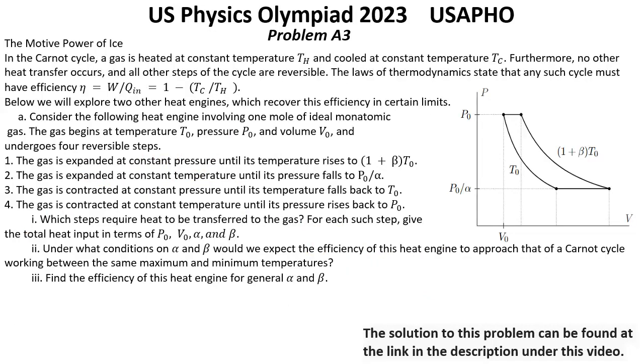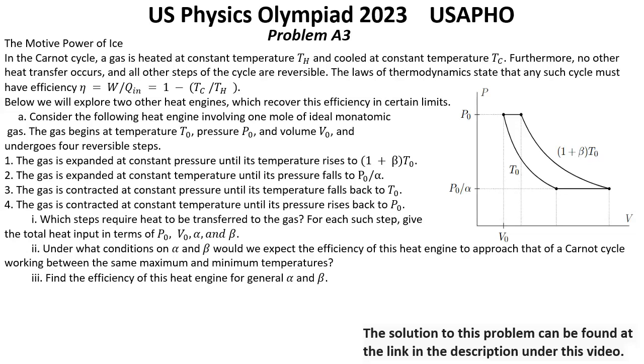US Physics Olympiad, year 2023, USAPHO, final round. Problem A3. The motive power of ice. In the Carnot cycle, a gas is heated at a constant temperature TH and cooled at constant temperature TC. Furthermore, no other heat transfer occurs and all other steps of the cycle are reversible.